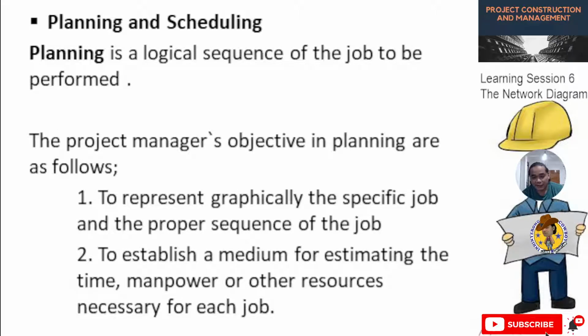Next, we have planning and scheduling. This is very important in a project. Planning is a logical sequence of the jobs to be performed. At the start of every project, planning and scheduling is the first activity that all concerned employees and other technical personnel need to do. Then we have the project manager's objectives in planning, as follows. These are the things that your project managers need to know. That is their objective.